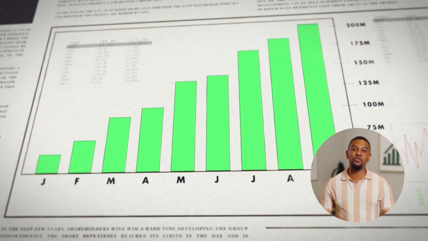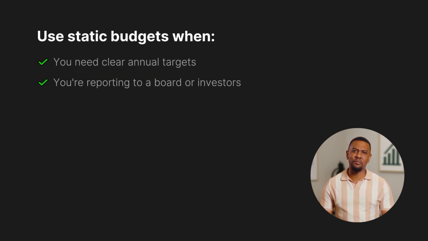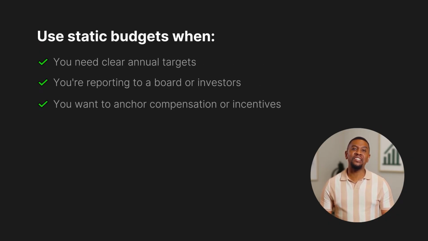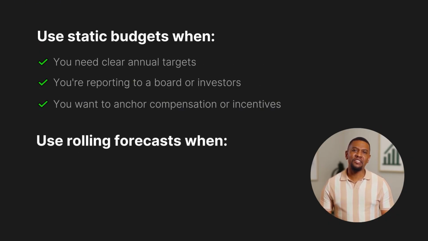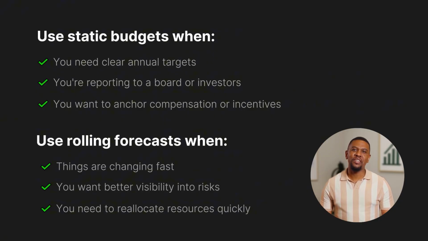So which one should you use? The truth is, most well-run companies use both. Use static budgets when you want clear annual targets, you're reporting to a board or investors, and when you need to anchor compensation and incentives. Rolling forecasts make more sense when things are changing fast, when you want better visibility into your risks, and when you need to reallocate resources quickly.